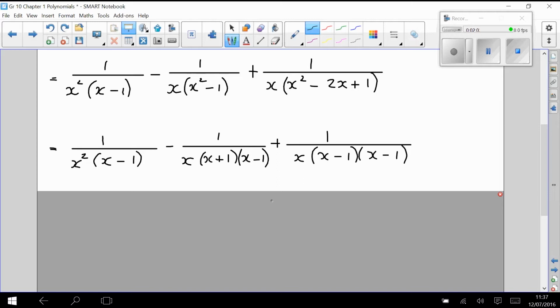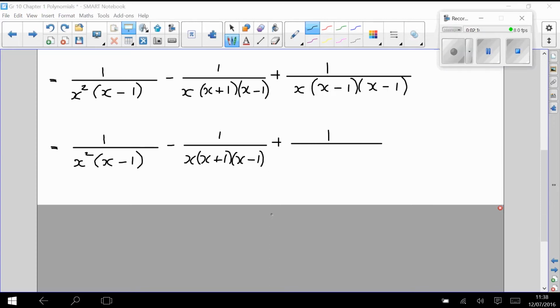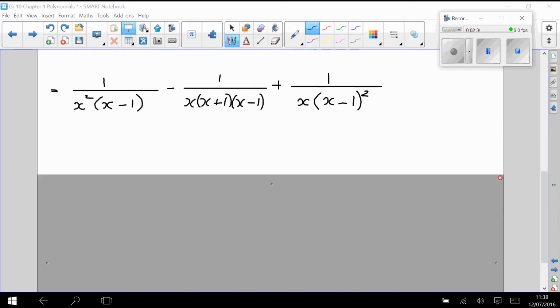But did you notice that in the last denominator, I have got two x minus 1 factors? So that I can recognize what I need in my LCD, I'm going to rather write this as x minus 1 all squared. And so my last denominator, instead of being written as 3 separate factors, can be written as x and then x minus 1 all squared. I'm now ready to find my LCD.